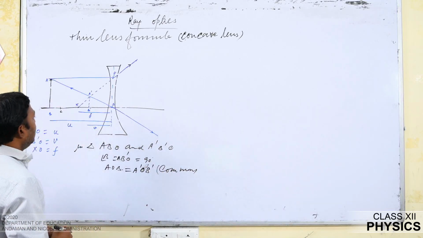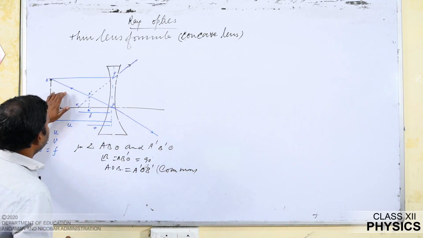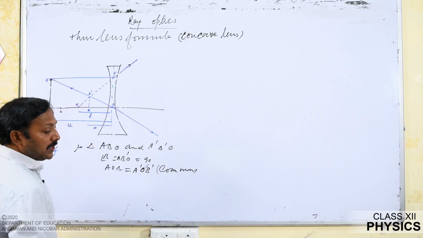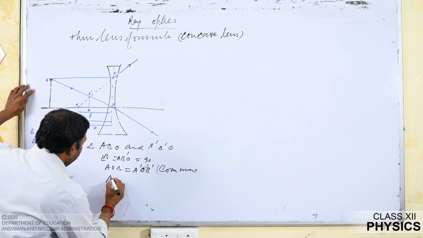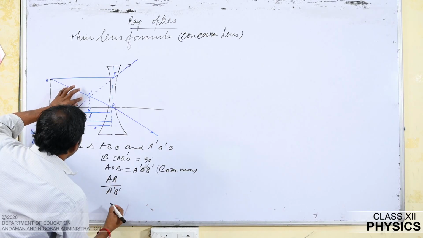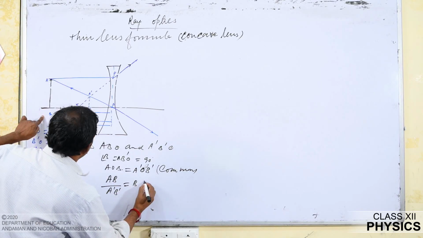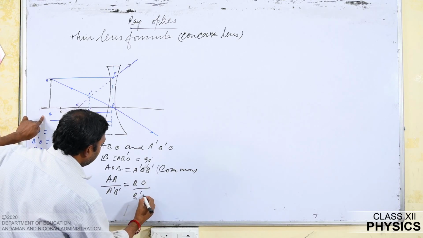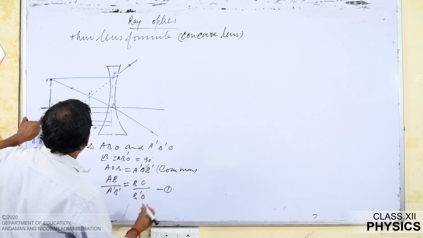So, these two triangles are similar now. If the two triangles are similar, then the ratios of their corresponding sides are equal, that is AB divided by A dash B dash is equal to BO divided by B dash O. Let this be equation 1.